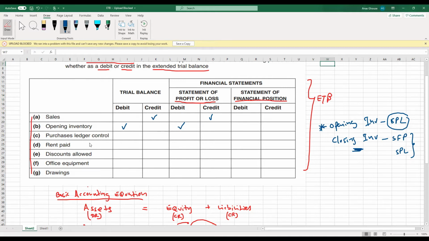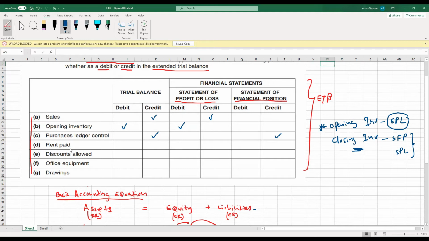Okay, then purchasers ledger control account. So purchasers ledger control account means it's your creditors. So creditors means your liabilities. Okay, so liabilities are usually on the credit side, and that will be in the statement of financial position.